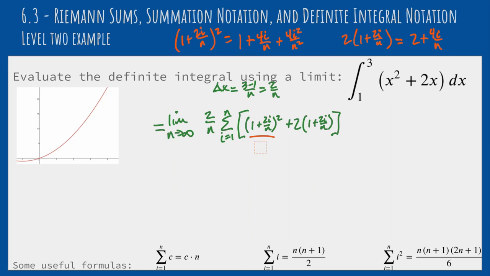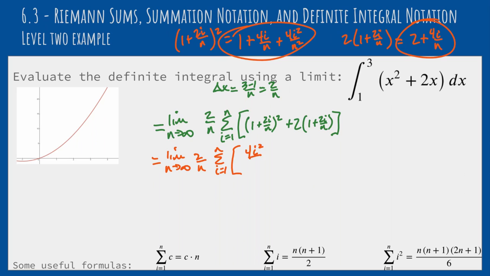So we're going to add those together now. We've got 2 over n times the sum from i equals 1 to n of, I'm going to do the i squared term first. So I'm just adding these together. We have 4i squared over n squared. And then we're going to have 4i over n plus 4i over n is plus 8i over n. And then we have plus 2 plus 1 is plus 3.